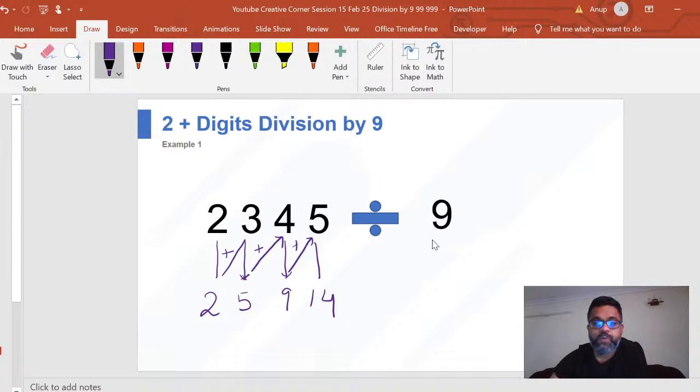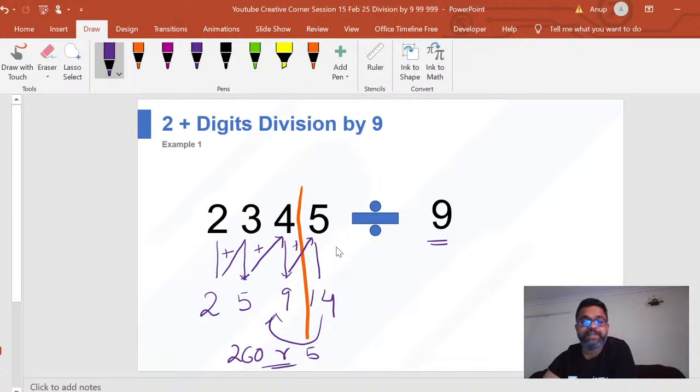Now you have to separate your quotient and remainder. You know what? There is one digit here, right? So just draw one line here like this, and this divides your quotient, and this is your remainder. Okay. Now if you see 259 remainder 14, see, it can never be greater than the divisor. So you got to give away one 9. When you give away one 9, what will happen? This will become 260 remainder 5. So that's your answer.